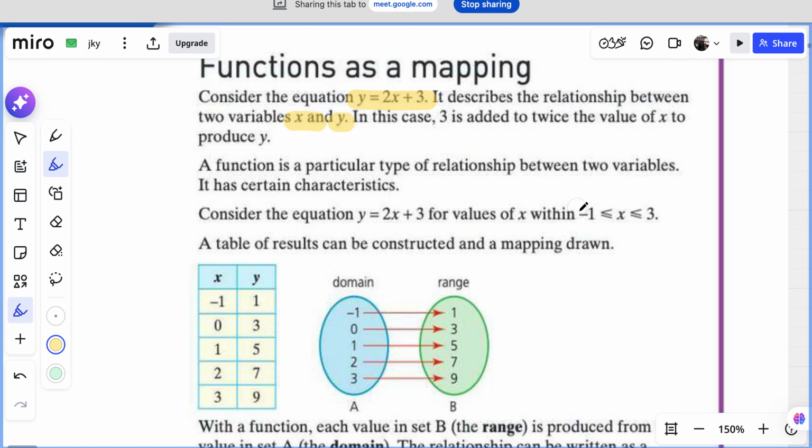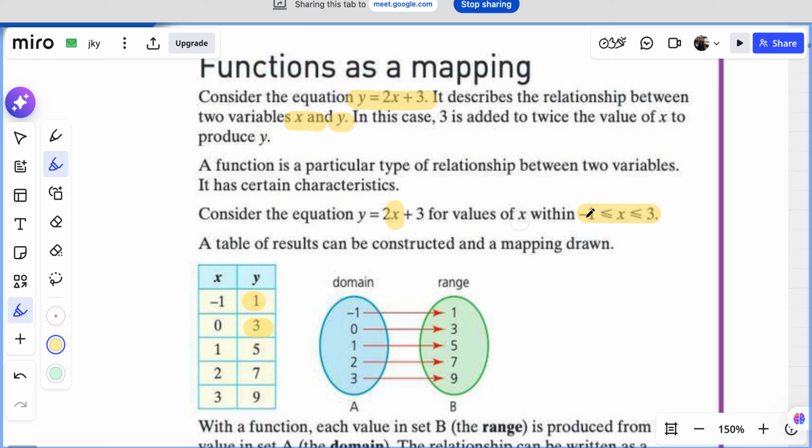Whatever we choose as our input, let's say values of x from -1 to 3, if you key in any of these values, you get the corresponding output. For example, if x is -1, 2 times -1 is -2, plus 3 gives 1. So our output will be +1. If our input is 0, 0 times 2 is 0, plus 3, so y will be 3.